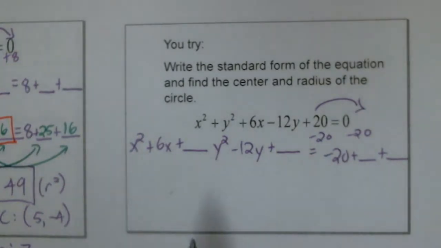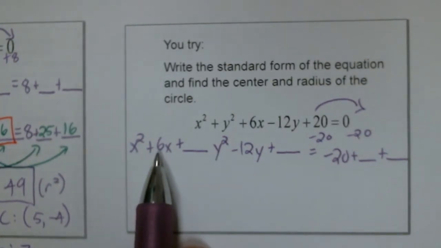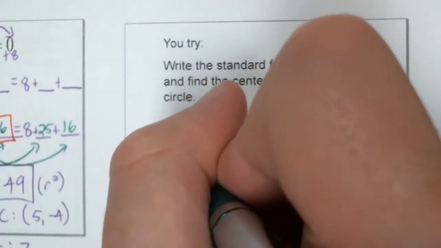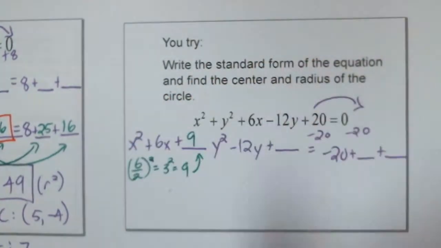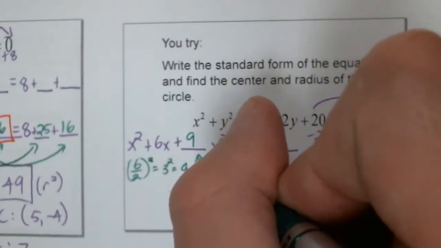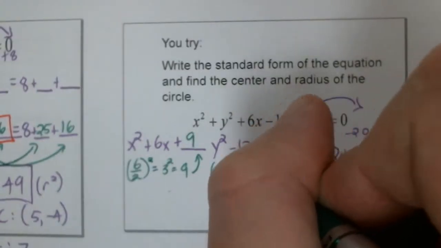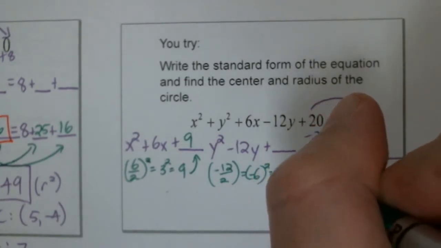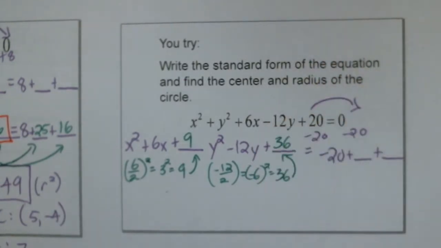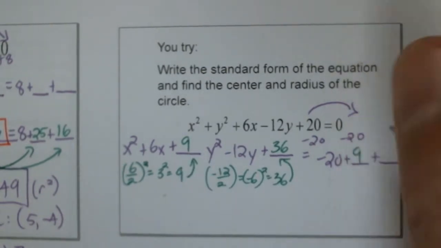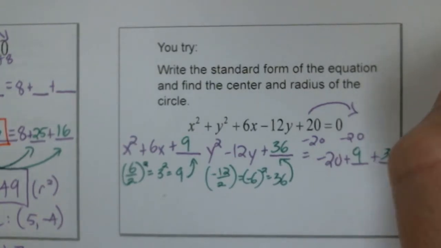And then I'm going to have two more blanks, plus blank, plus blank. Okay, so now I'm ready to complete the square. Half of b squared is how you complete the square. So I'm going to take half of 6, which is 3, and I'm going to square that. That's 3 squared, which is 9. So 9 goes in that blank. And then for the y's, I'm going to take half of negative 12, which is negative 6. I'm going to square that. Negative 6 times negative 6 is 36. Okay, so 36 goes in that magic blank. And then I've got to do the same thing on the right-hand side of the equation. 9 on the left, 9 on the right. 36 on the left, 36 on the right.